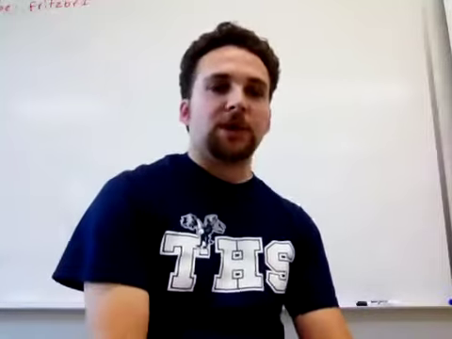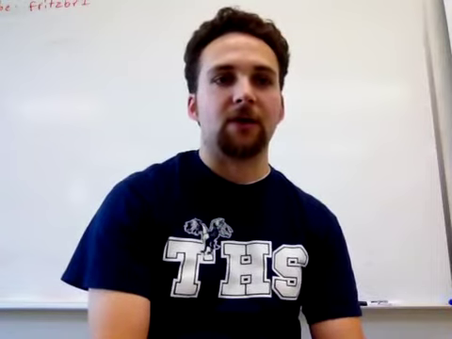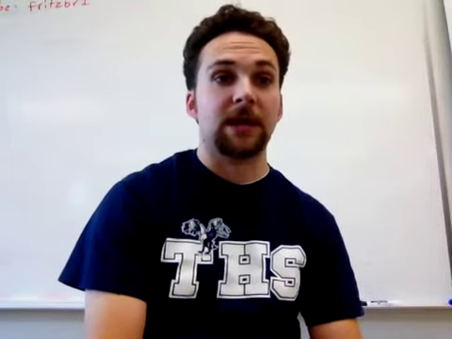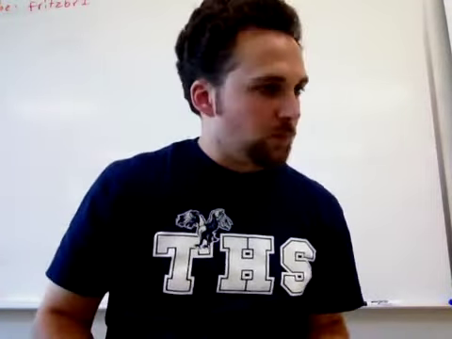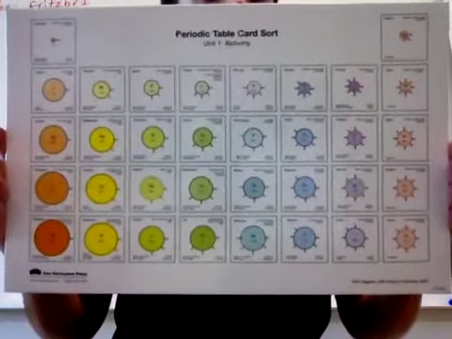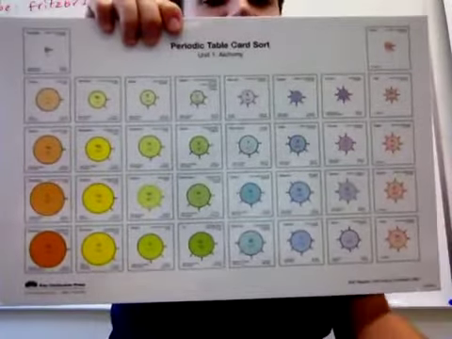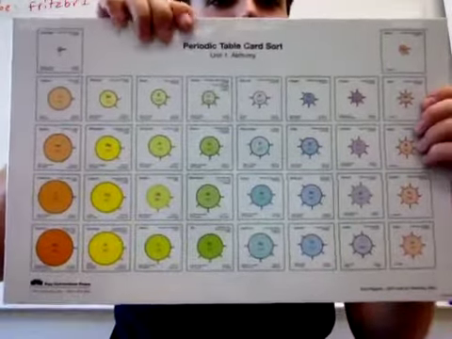Hey everybody, just wanted to spend a little bit of time reviewing some of the big ideas for the Alchemy 2 test coming up in chemistry on Monday. Want to talk a little bit about the periodic table card sort thing that we did first. Main things to know for this are the patterns in the periodic table, things like the atomic mass.